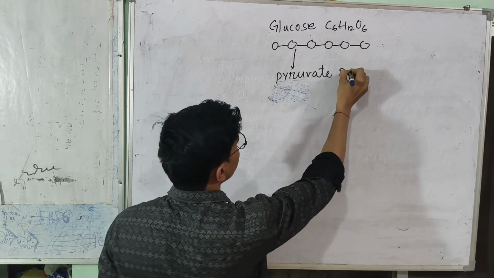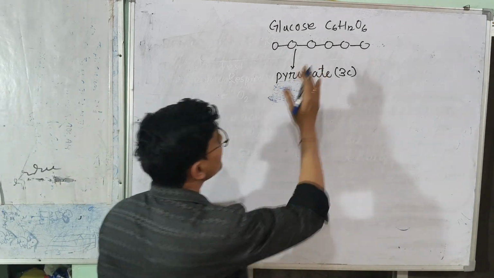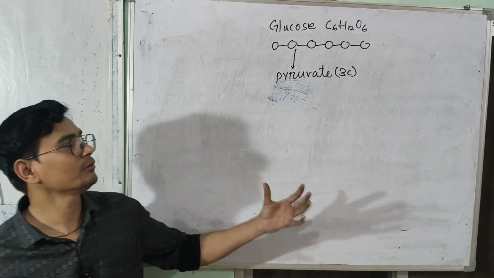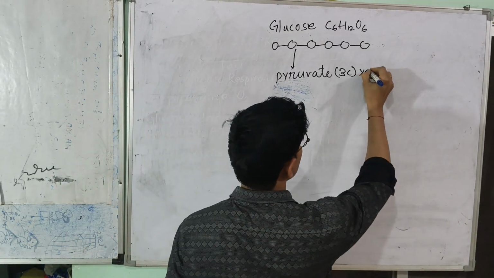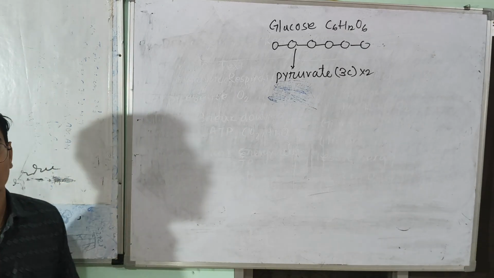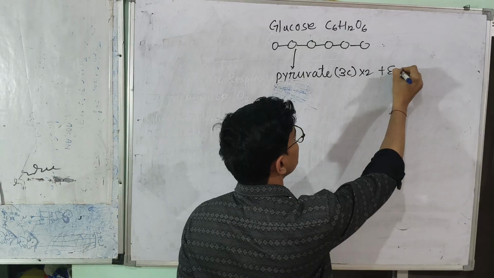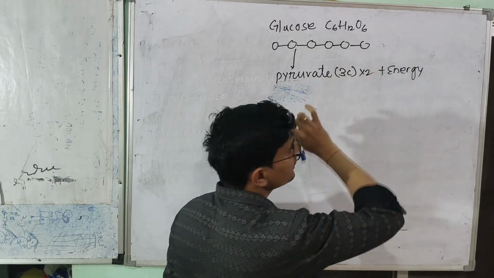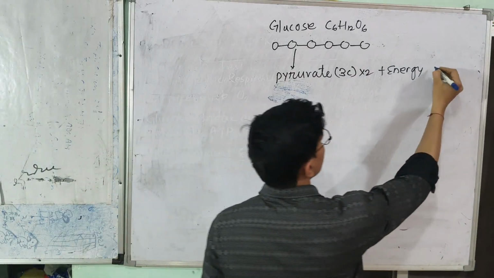Pyruvate is a 3-carbon molecule. There are 2 pyruvate generated from one glucose molecule. Upon breakdown, we get 2 molecules of pyruvate, and we get some energy here. How much energy? Only 2 ATP.